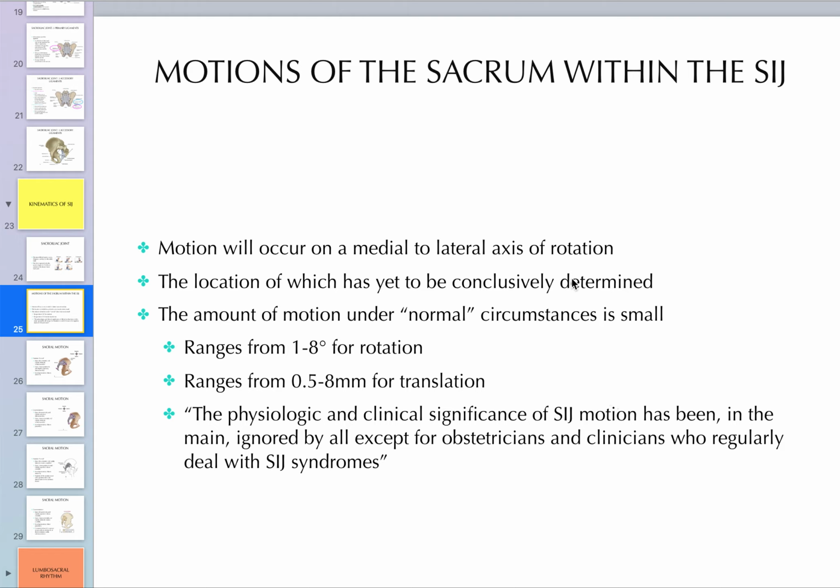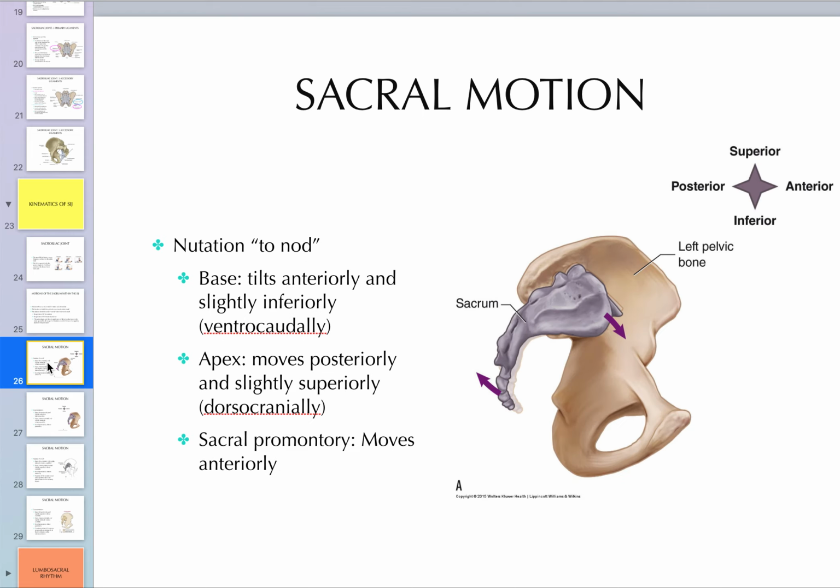So the physiologic and clinical significance of sacroiliac joint motion has been in the main ignored by all except for OBGYNs, right? And clinicians who actually regularly deal with SI joint syndromes. So the sacroiliac joint is a very interesting joint for you to look into. Of course, if you're going into orthopedics, or into pelvic floor as a manual therapist, the sacroiliac joint has a lot of biomechanics and anatomy to explore. So that would be an interesting joint to look into later on in life.